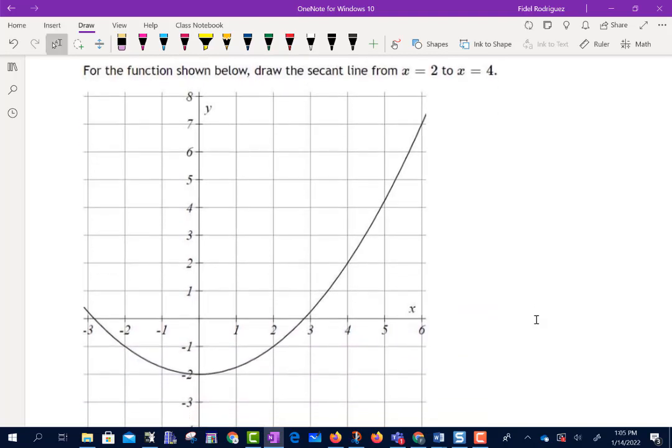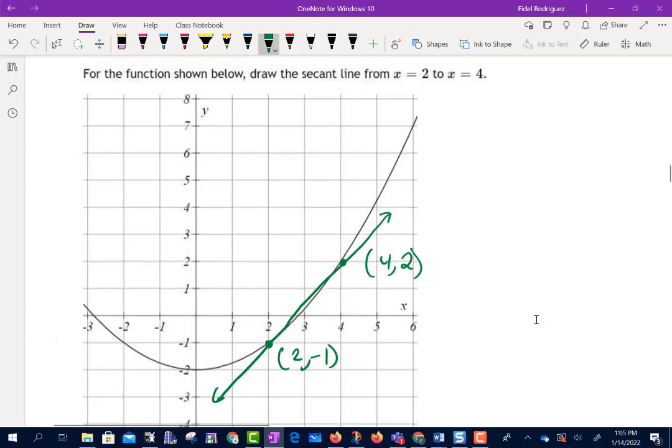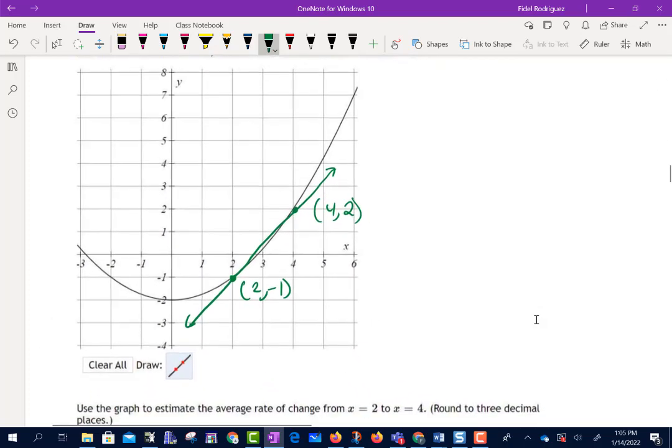And it says, for the function shown below, draw the secant line from x equals 2 to x equals 4. Again, all we're doing is drawing a secant line. So here's this point. This appears to be the point 2, negative 1. And here is this point. This point appears to be the point 4, 2. We're going to draw our secant line. And that's all it is that we're being asked to do.